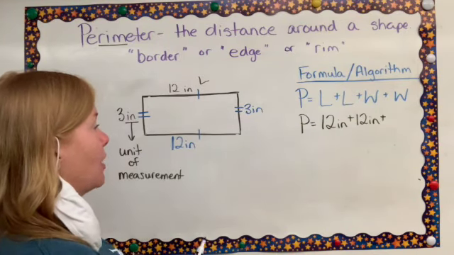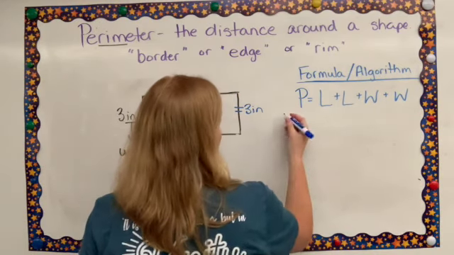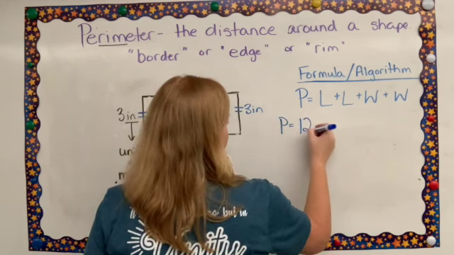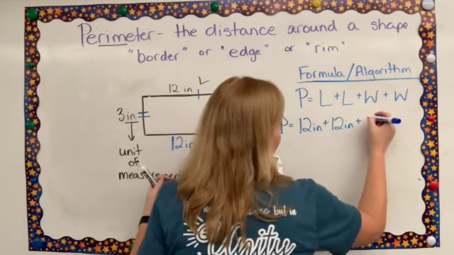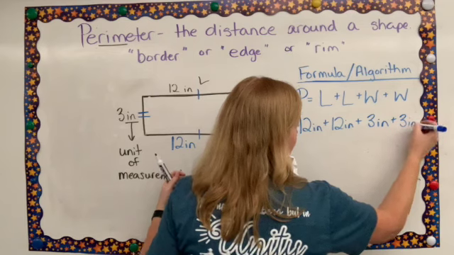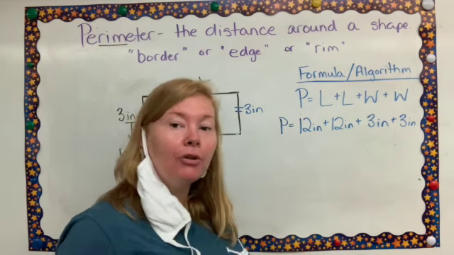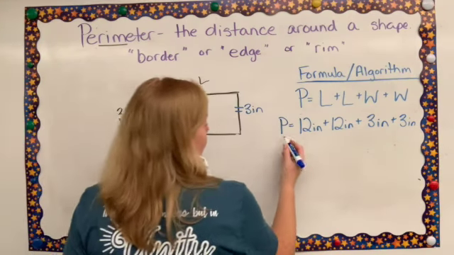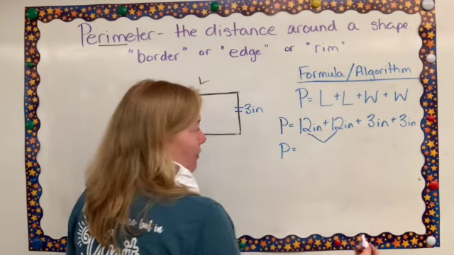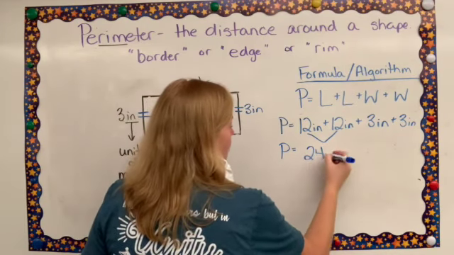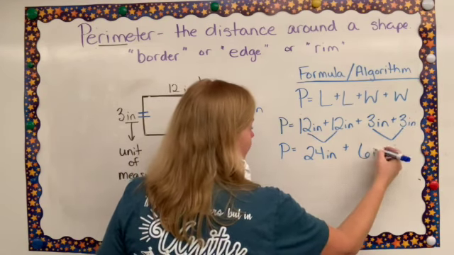So we have 12 inches plus 12 inches, and I'm running out of room over here, so I'm going to slide over a little bit, plus 3 inches and 3 inches. Now, my mathematical mind tells me that I should combine like numbers first. So that's what I'm going to do. So the next step is combining the two numbers that are the same. 12 plus 12 is, perfect, 24 inches, plus 3 plus 3 is, perfect, 6 inches.